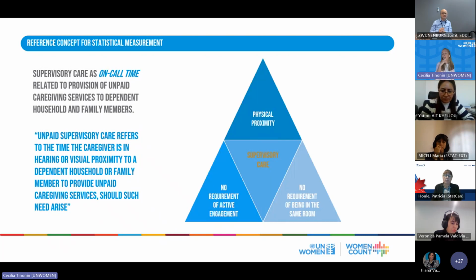From this definition, we can really identify 3 critical elements of the concept of supervisory care. One is the physical proximity, even if there is no requirement of being in the same room. And one of the main results of the cognitive testing conducted in Mexico, together with the Center of Excellence on Gender Statistics, as well as the Colegio de Mexico, is really to point out the need to clarify the type of proximity. And we agreed it was not a type of bodily proximity. Being in the same room was too restrictive a criterion. Rather, the caregiver needs to be in hearing and visual proximity with the care dependent. There was also the agreement that there is no requirement of active engagement between the caregiver and the care recipient.